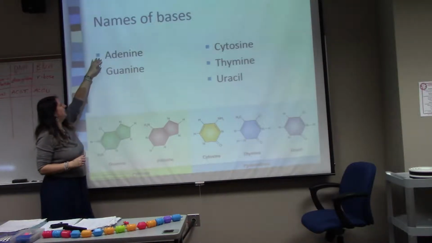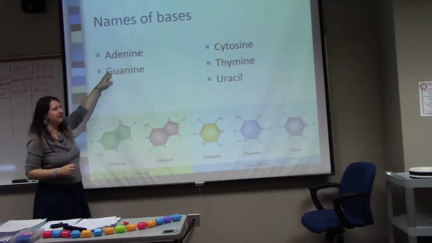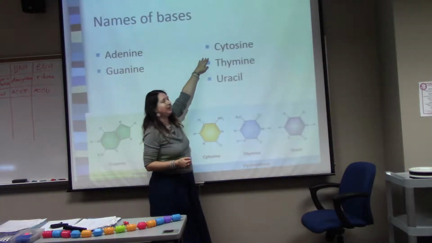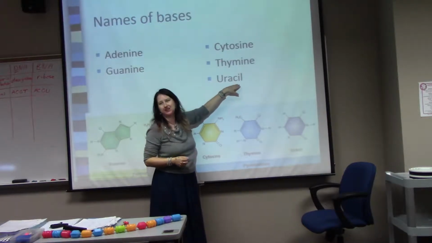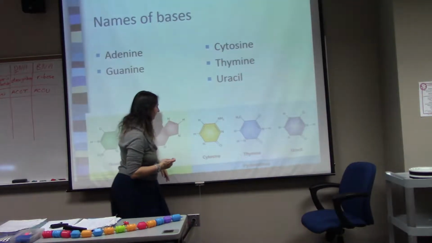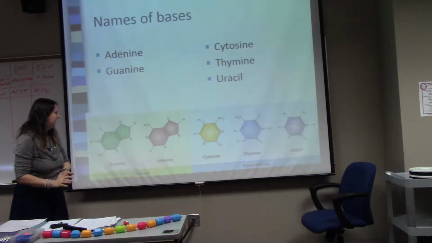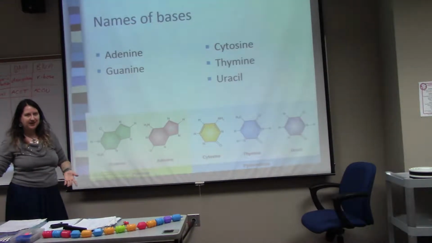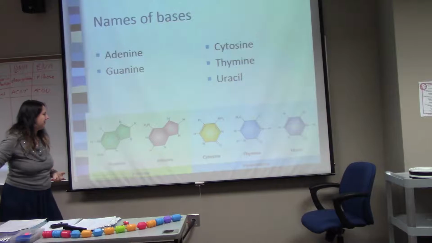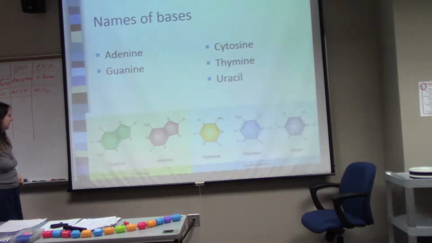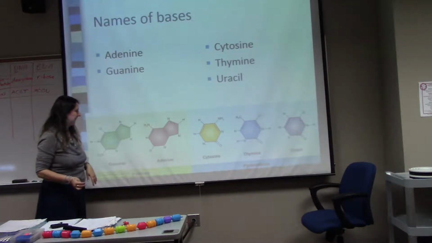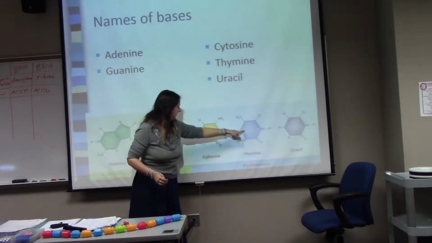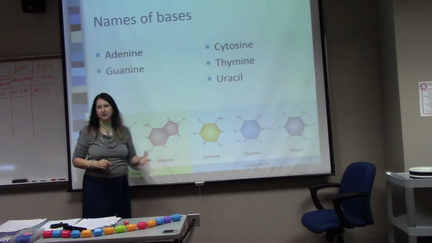The bases are called adenine, guanine, cytosine, thymine, and uracil. I'm not sure why this one gets an "il" ending instead of an "ine." But the only one that ends in "il" is found only in RNA, if that helps you keep track. And this shows what they each look like. So adenine and guanine are bigger. Cytosine, thymine, and uracil are smaller.